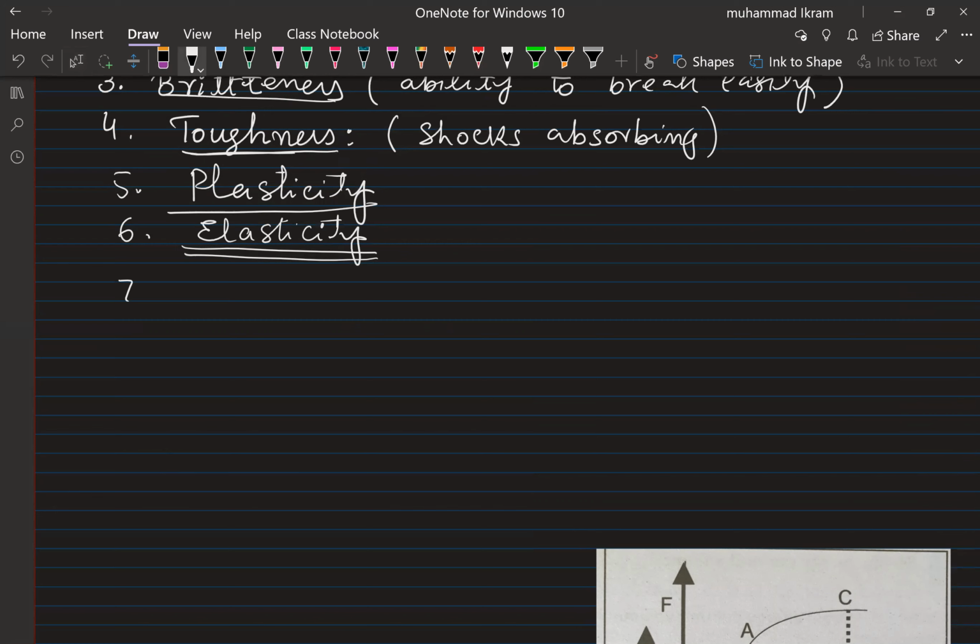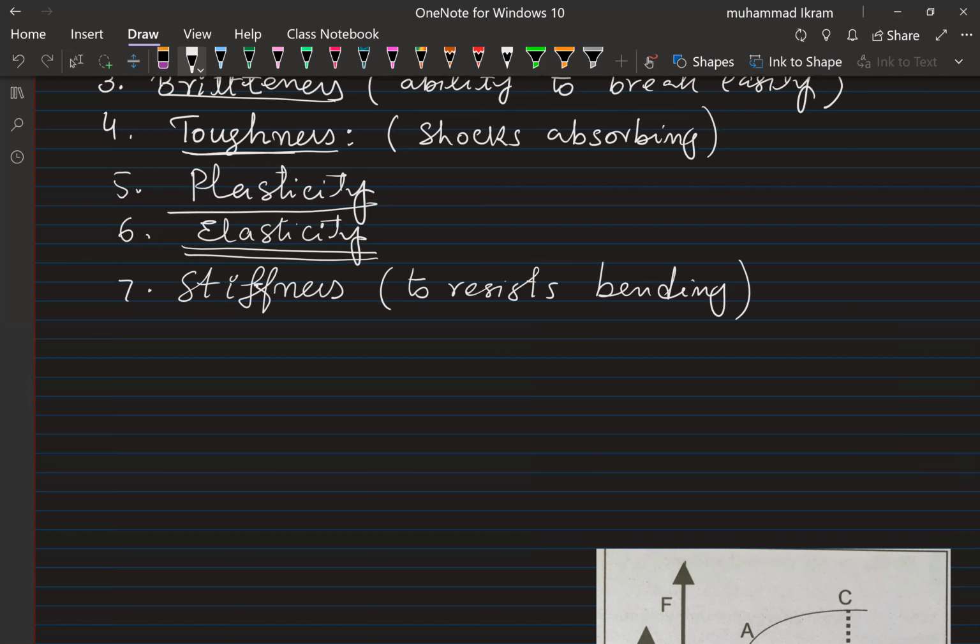And the seventh property is the stiffness of the material, the ability to resist bending. To resist what? To resist bending. For example, steel or iron is brittle. So for this reason, in buildings or structures, we need stiffness, which can resist bending. For that purpose, we use concrete, right? So concrete has the ability to resist bending.